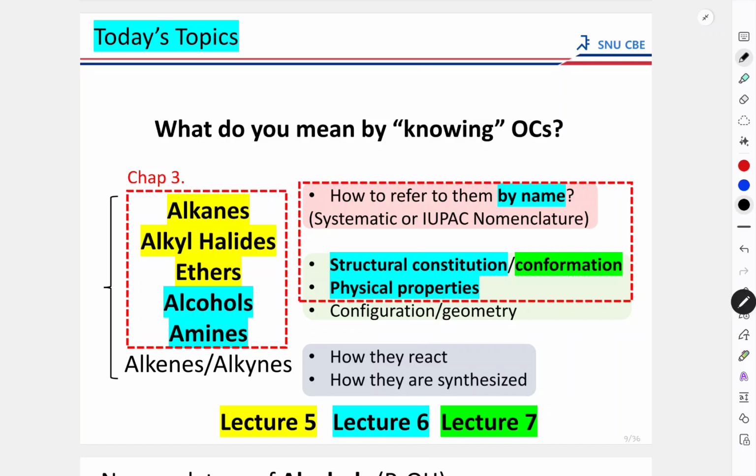And then we'll discuss the structural information, structural constitution, and physical properties of the alcohols and amines as well. Time allowed. And that's the scope for today's lectures. And next lecture, we'll learn about the conformation, or conformers in short. Okay?